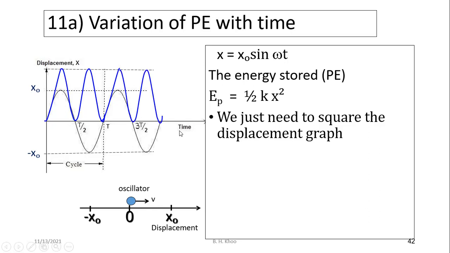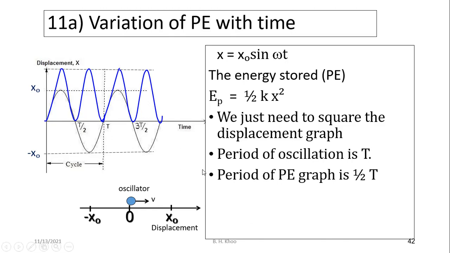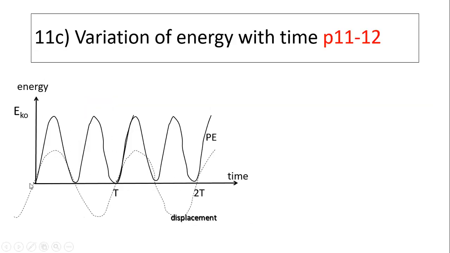As I show you, it's still sinusoidal. You don't need to know that far, but it's still sinusoidal, not sharp there. This is the period of the oscillation of the displacement. So the period for the potential energy graph is this one, T over 2. Here I'm just redrawing for you. There's the displacement time graph. This is the potential energy time graph.